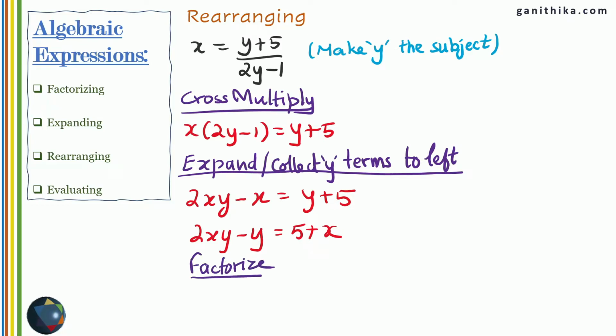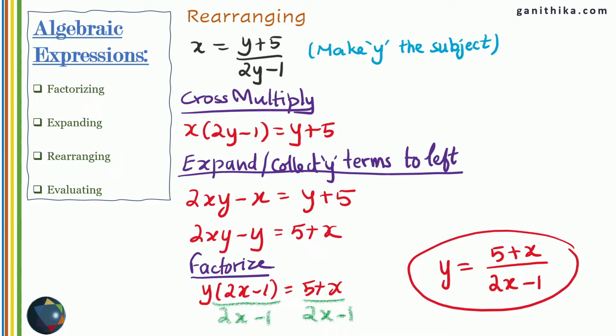And then collect and factorize both the sides wherever possible, and then take away whatever is left over with the y on the left hand side, so that isolating y will be possible. So in this case, y is equal to 5 plus x over 2x minus 1. I hope you got this answer when you did it by yourself.